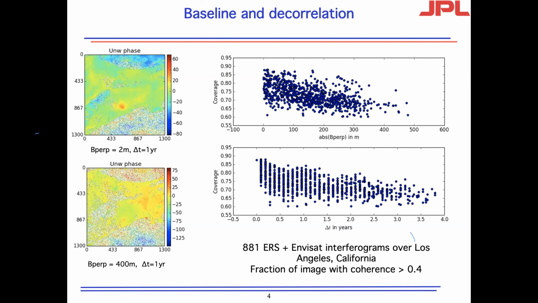So you can see that for a small perpendicular baseline, you generally maintain good spatial coverage. But then for the longer perpendicular baseline, you can see that there are regions which are starting to decorrelate in that scene. A similar behavior you can observe for the temporal decorrelation, that is the bottom right plot. Here again, we're looking at the fraction of coherence larger than 0.4 and how that evolves over time. And you can see the longer the interferogram temporal baseline, the more decorrelation you generally observe.